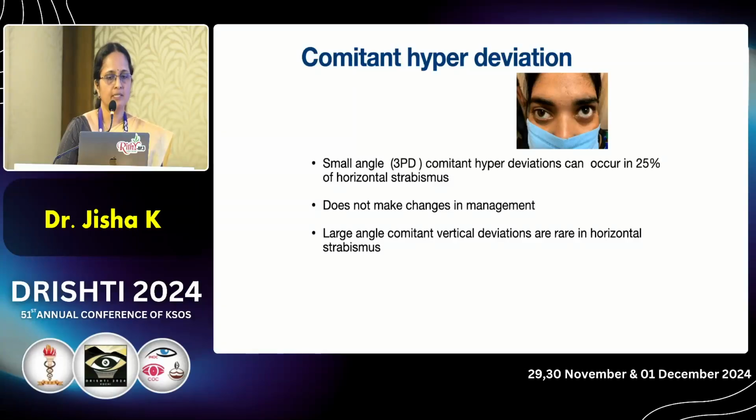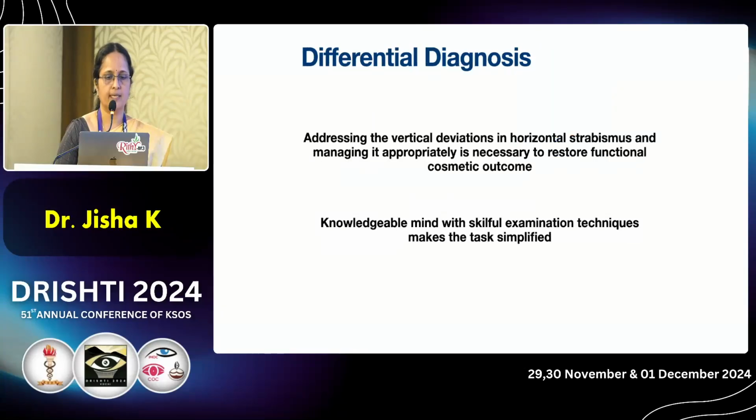And a very small angle of comitant hyperdeviation can occur in 25% of horizontal strabismus, which does not have any impact on your surgical management. So the differential diagnosis of various conditions in vertical deviations you have to address, because the diagnosis is important to recover both functional and cosmetic outcome.